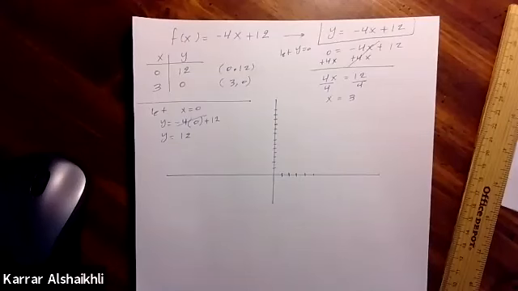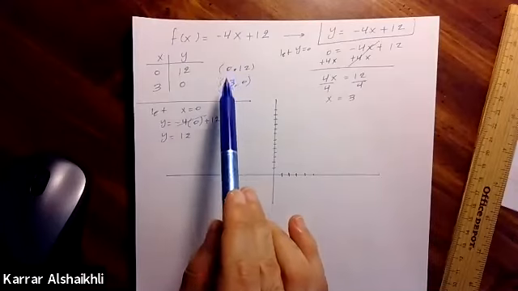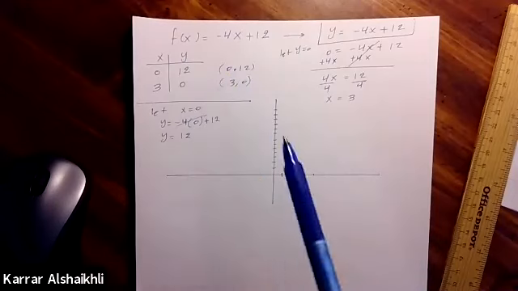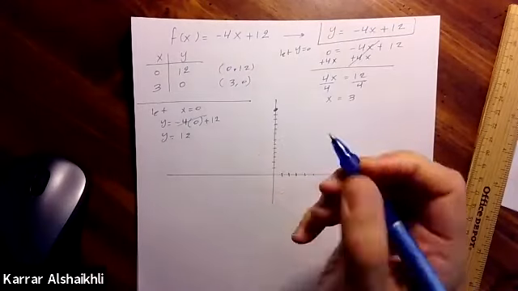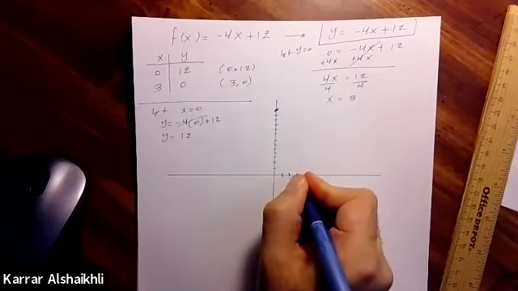So now I'll give you another method to find if it's a one-to-one function or not, by using the horizontal line test and the vertical line test. Now we got 2 points. Let's graph these 2 points. The first one, 0, 12, here. And the second one, 3, 0. 1, 2, 3, and the y is 0.